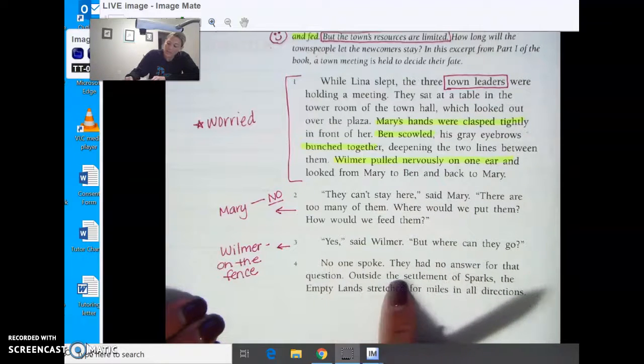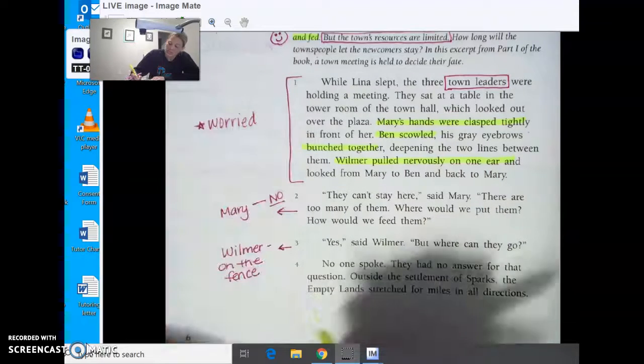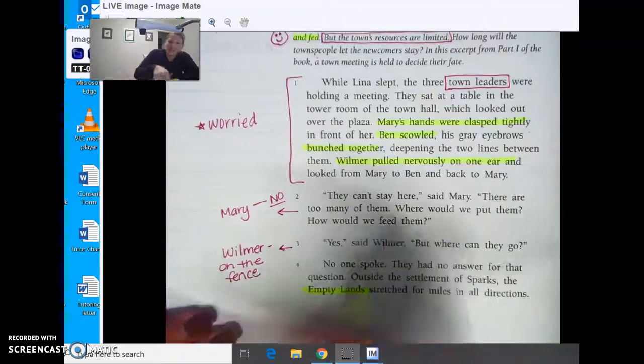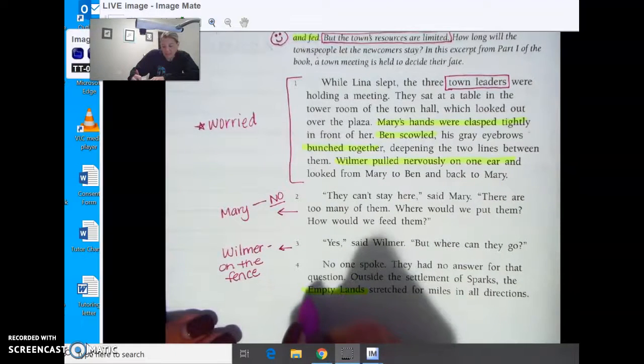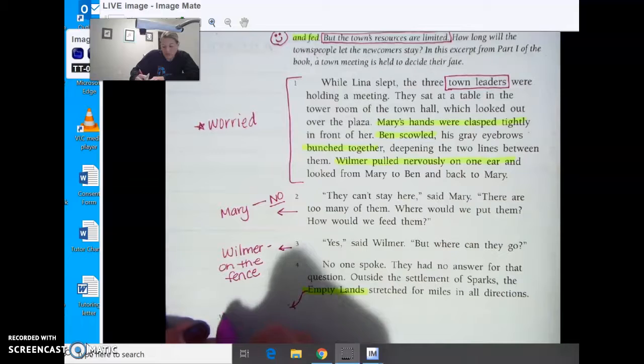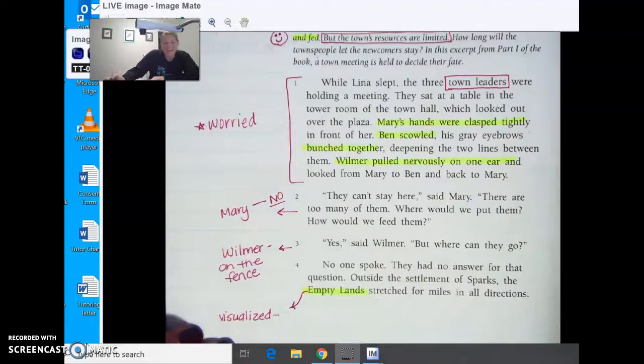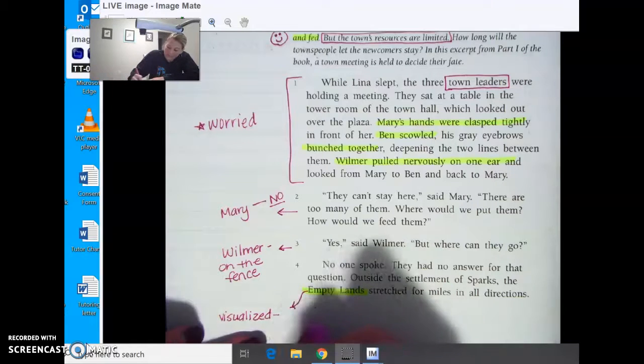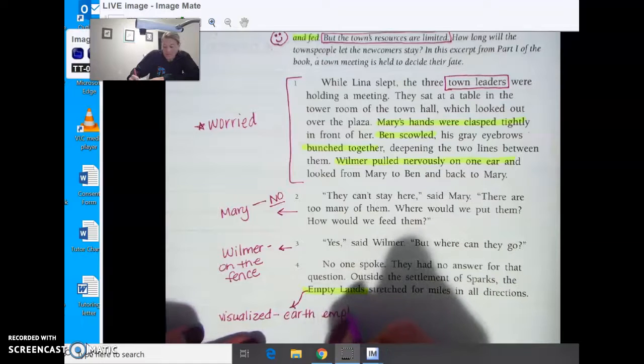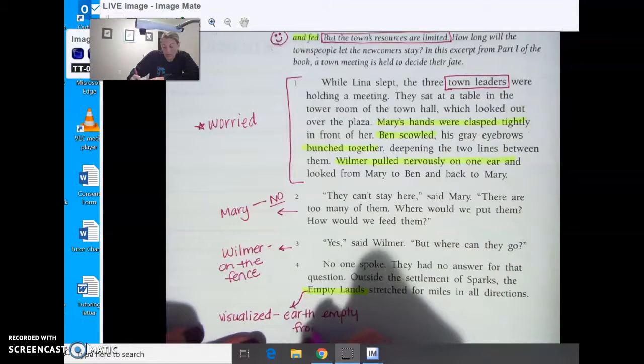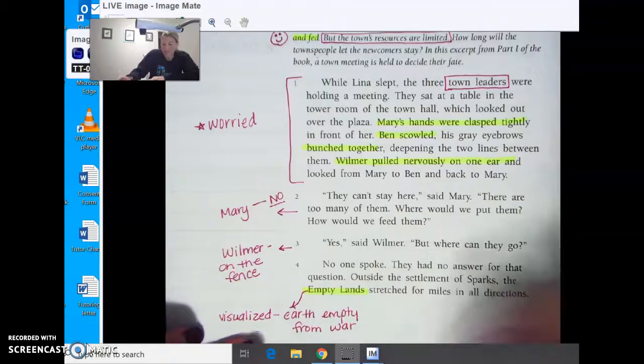Outside the settlement of Sparks, the empty lands stretched for miles in all directions. The empty lands. This phrase, empty lands, really takes me back to visualizing from last week. I'm able to visualize how devastated the earth is from the war. Okay, I can visualize the earth being empty from war. It helps to create that picture in my mind. Okay, next page.